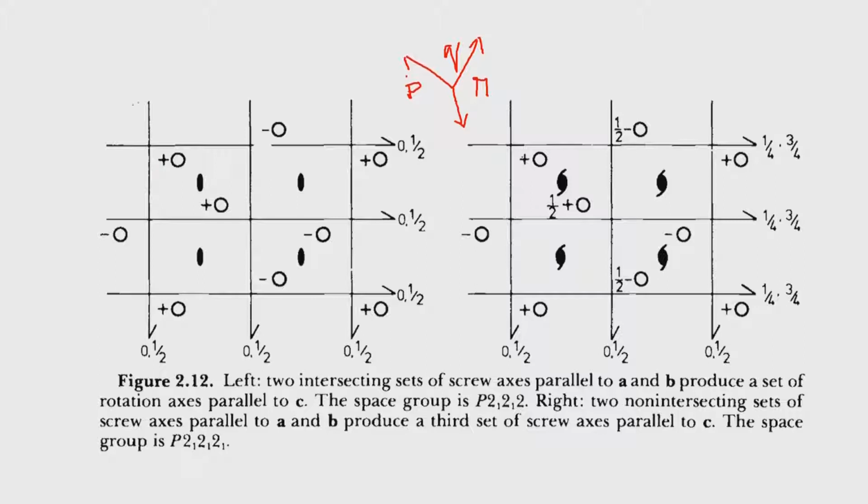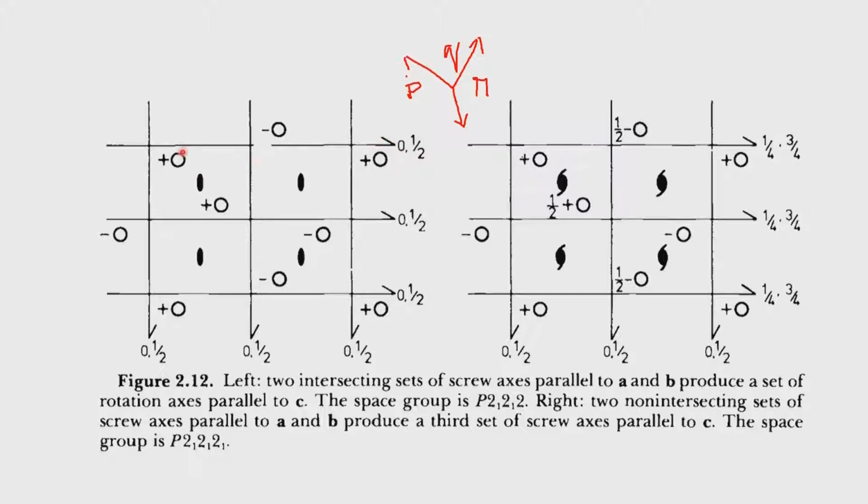So, you have a system with two intersecting sets of screw axes. We take two intersecting sets of screw axes parallel to a and b. For example, this is the a direction. We have a 2-1 screw axis here and a 2-1 there. Now, this intersects at the origin, this is our origin. So, it intersects the other 2-1 up there.